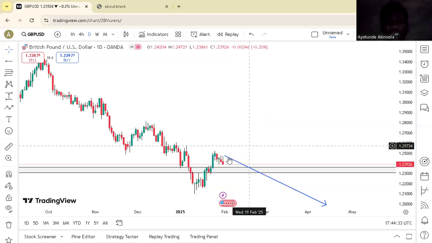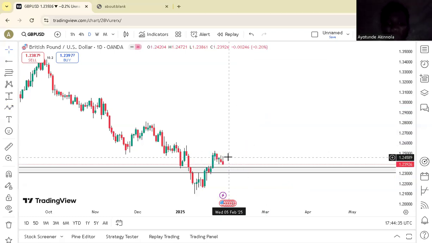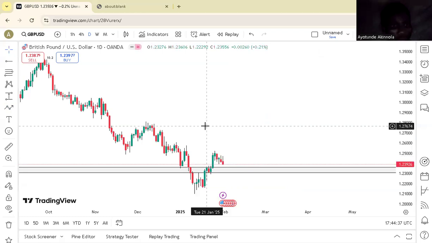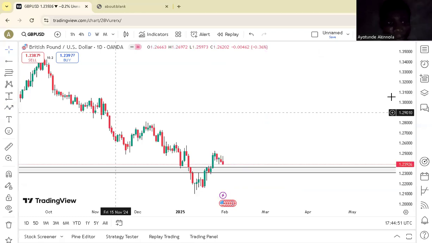Let's see what we have. So I think I'm done on GU. We have two perspectives, either buy or sell, depending on whatever price is actually doing, whatever DXY is doing. So let's move down to GA.